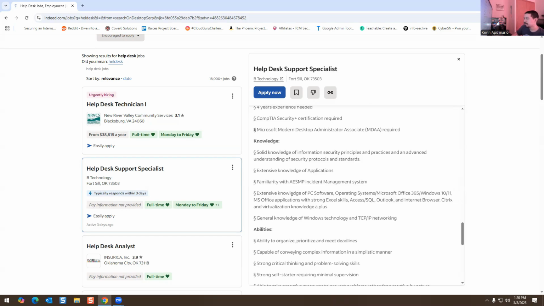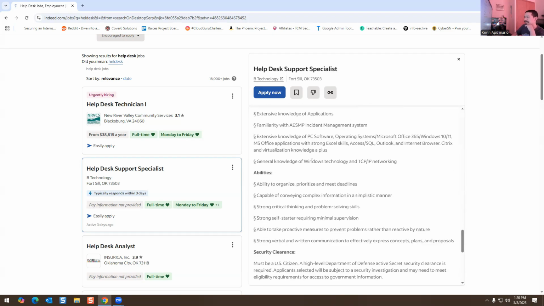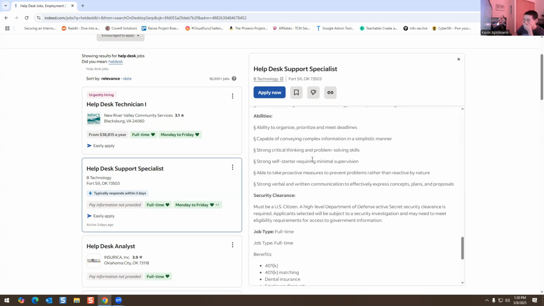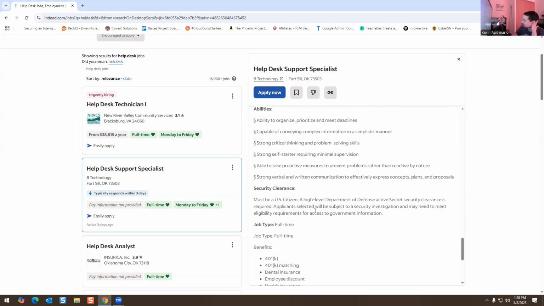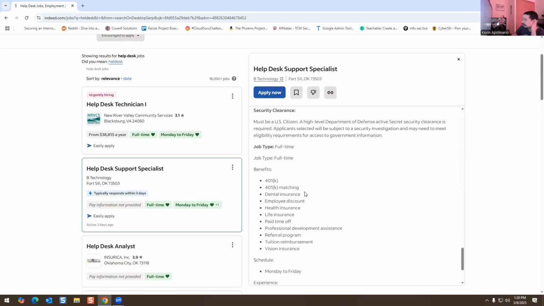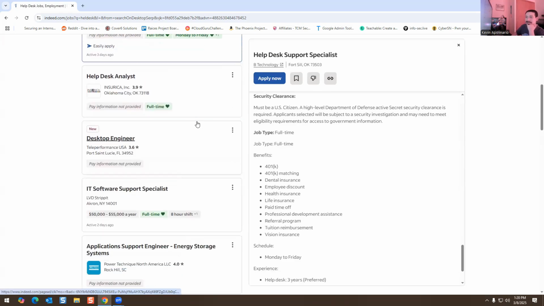Troubleshooting Windows 10, 11, Office 365, Citrix. General idea of networking, things like that. Yeah, so I kind of knew this was the Department of Defense. I'm like, this has to be Department of Defense, because no way it's asking for Security Plus otherwise. So this makes sense. All right, we'll go to the next one.